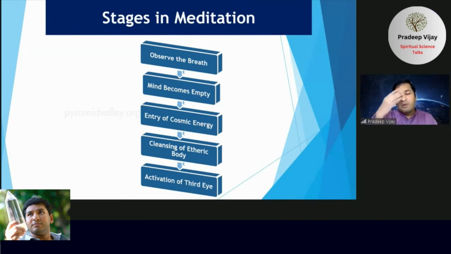And finally, we all have a third eye. The third eye is located in between your eyebrows. It is called the sixth chakra, Agna chakra. Your third eye gets activated, and when it does, you will have a lot of metaphysical experiences. And finally, the third eye becomes perfected, which means you go into a witnessing state.